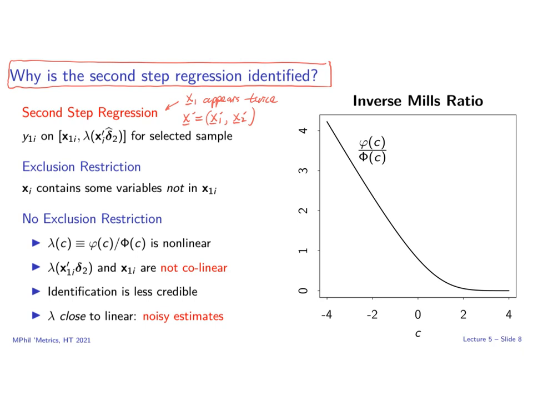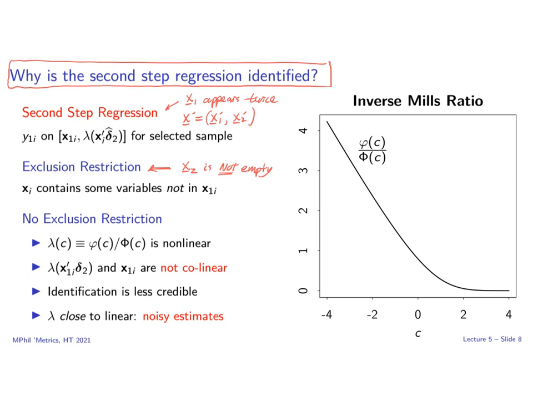Well, there are two possibilities. The first and simplest is when x contains some variable that is not in x1. This is when we have an exclusion restriction. In other words, when x2 is not empty. In this case, there's clearly no problem because x prime delta will not be perfectly collinear with x1, and so whatever this lambda function is, even if it were a linear function, we would not have a problem of perfect multicollinearity in our second step regression.